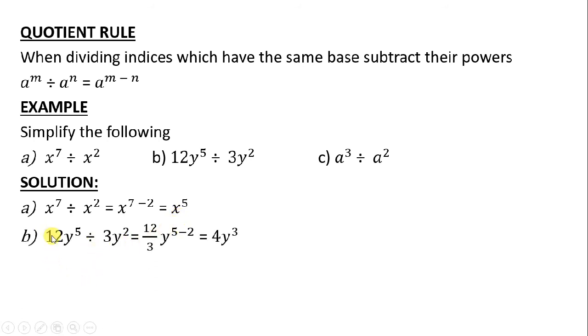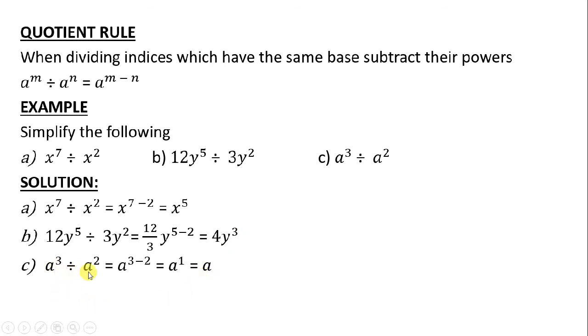As simple as that. Then we have 12y to the power 5 divided by 3y squared. What are we supposed to do? Group 12 and 3. Divide the numbers on their own. And then subtract the powers of the indices. So we have y to the power 5 minus 2. If you divide 3 into 12, you are going to get 4. If you subtract 5 minus 2, you are going to get 3. Our answer will be 4y cubed, or 4y to the power what? 3.